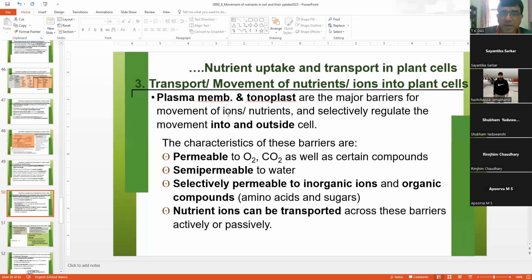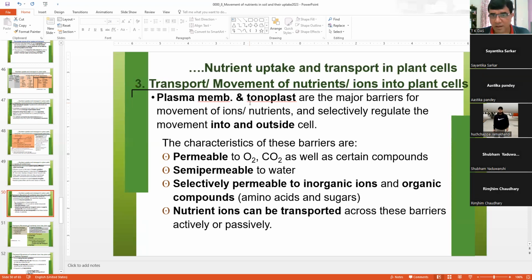So plasma membrane and tonoplast. What is tonoplast? Membrane of the vacuole. Good. So the plasma membrane and the tonoplast, which is the membrane of the vacuole, are the major barriers for movement of ions. It means passing through these two membranes is difficult, and they selectively regulate the movement into and out of cells. Both membranes are important and they are semi-permeable.